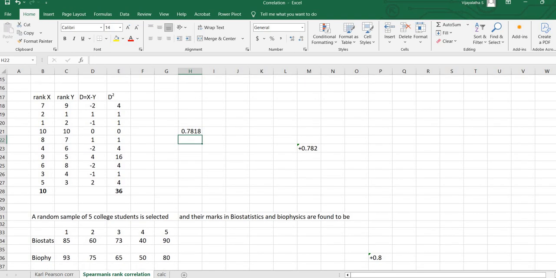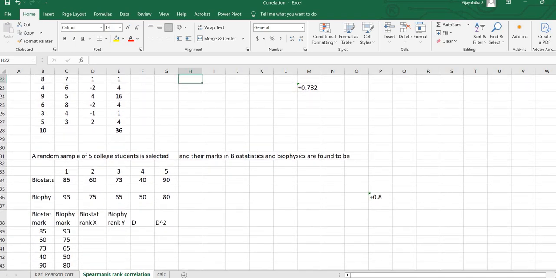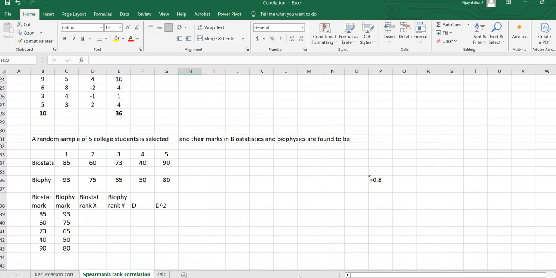Now we'll move to another problem where we have to find the ranks. Here we have been given a set of 5 students and their marks in 2 subjects, and we have to see whether there is a correlation between the marks that they have scored in the 2 subjects. So we can rank it and then find the correlation coefficient. As we have seen, we can also use it for continuous data whenever we have outliers or when the data is not normally distributed.